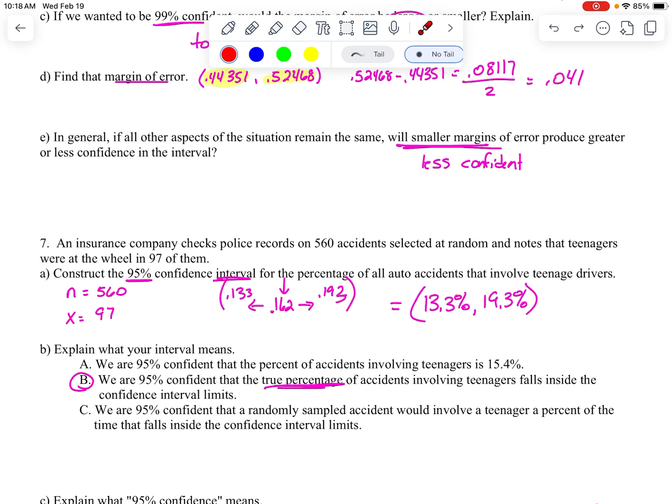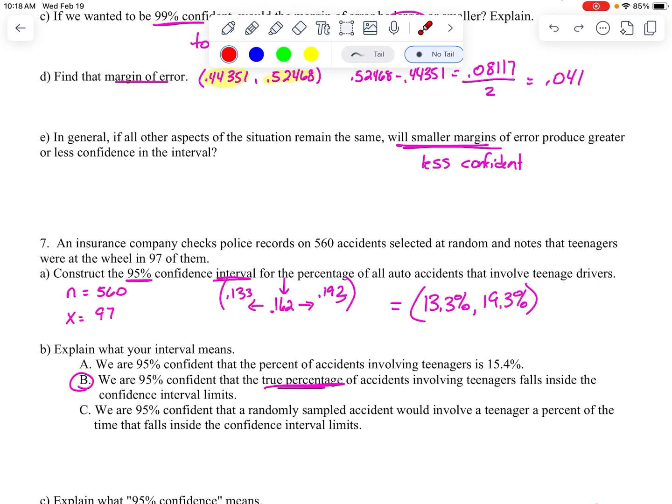It checks 560 accidents and notes the teenagers were behind the wheel in 97 of those. It wants us to create, again, if we highlight what it wants, a 95% confidence interval. The X value it told us was 97 on this one, so we didn't have to multiply it with the percent. And we got a grand total of 560 in that.